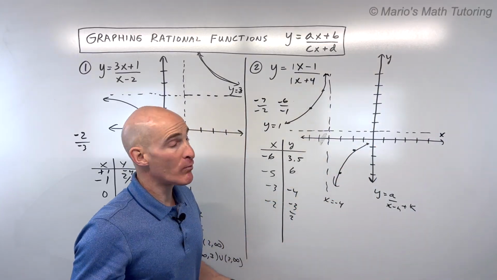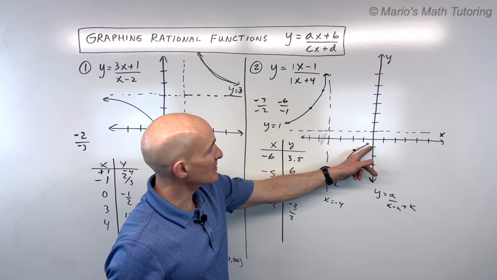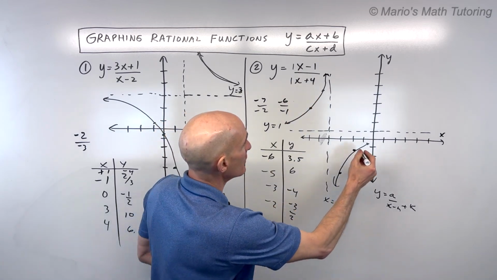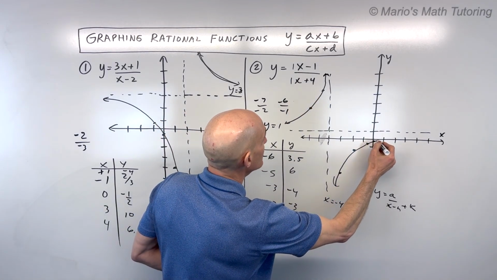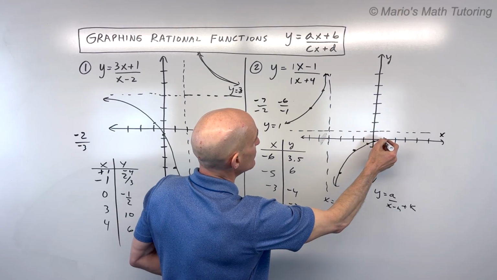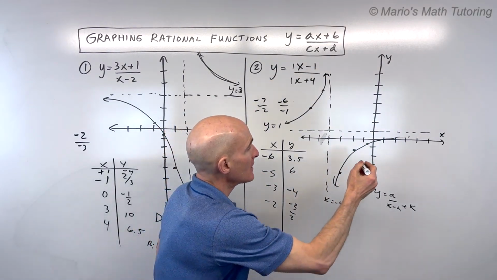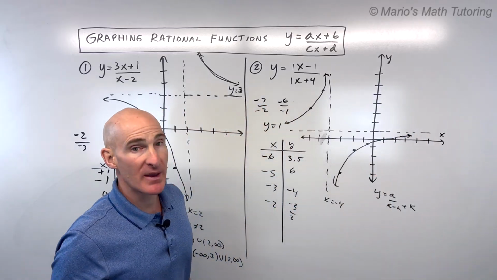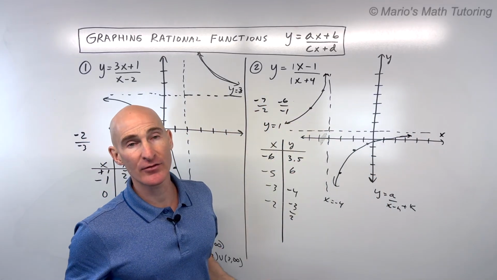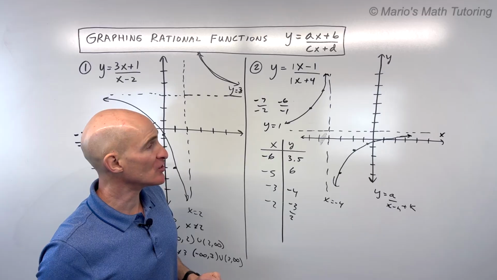Now you could find some more points. You could also find the y-intercept by setting x equal to 0. That would be -1/4. The x-intercept would be right here at 1 because that makes the y equal to 0. And so you could plot some more points, but the basic idea is to pick some points on either side of the vertical asymptote, and you can get a good sketch of your graph.